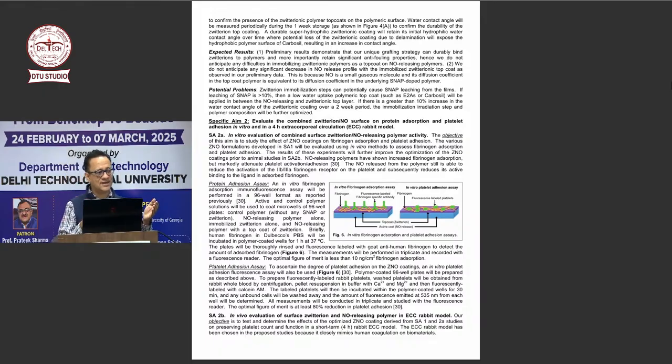Expected results: I think I'll be able to make this combination coating. We have already made it. We are just going to optimize it to make it a little better. We think the nitric oxide can easily escape through the zwitterion coating. Whatever I can think of as a potential problem: maybe the zwitterion steps can potentially cause SNAP leaching. So we are putting SNAP first and then zwitterion, but when I put zwitterion on top of the SNAP surface, there might be leaching of that SNAP and I might lose some. If leaching is greater than 10%, a low water uptake polymer coat will be used.